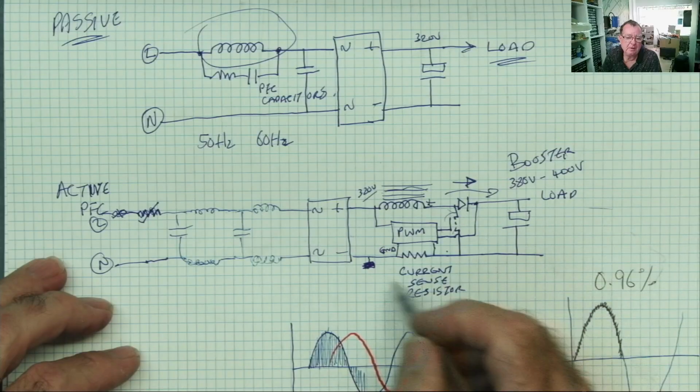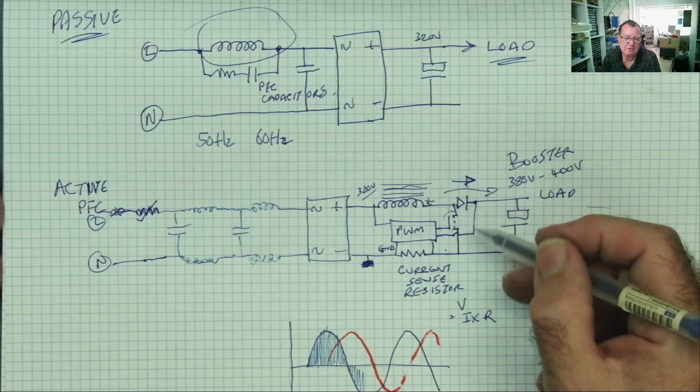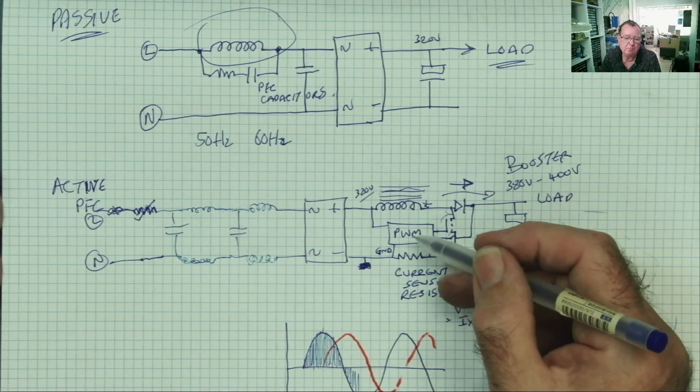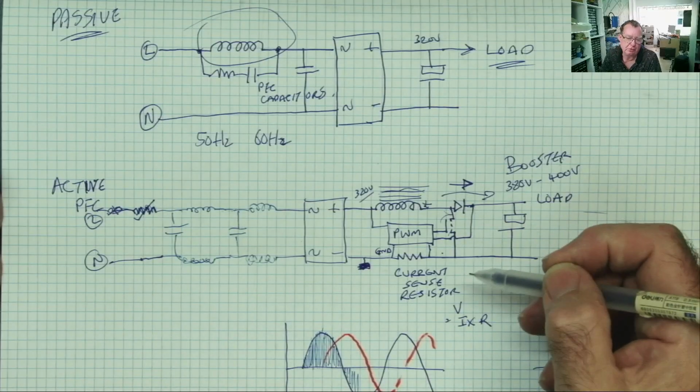This type is very much like a switch mode power supply. It has a switching MOSFET and a pulse width modulator controller. The most common failure is the MOSFET goes short.